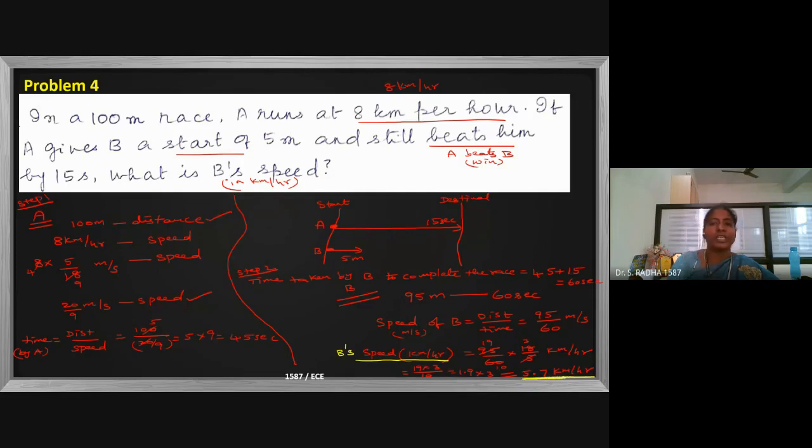Because A's speed is in kilometer per hour, we are calculating in kilometer per hour. In meter per second, it is 95 by 60. You cancel it, 19 by 12. You simplify further, about 1.5 meter per second.